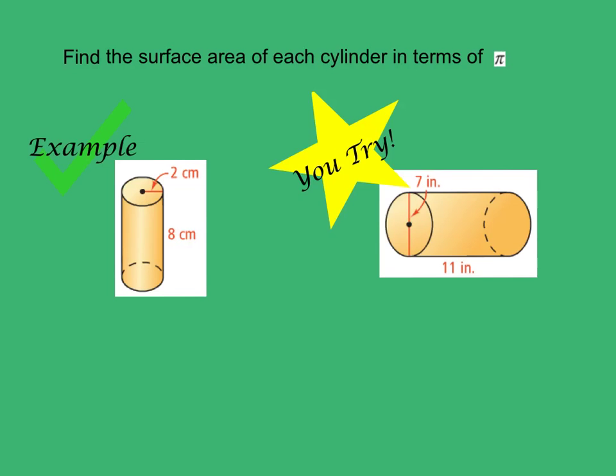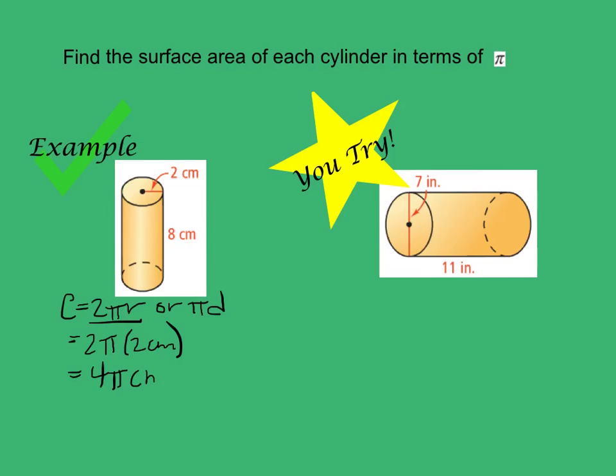Okay, so I'm going to go ahead and do this first example here. Now, we have a cylinder. I need to find my perimeter, which means I need to find my circumference. My circumference is equal to 2 pi r or pi d. Well, they've given me the radius, so I'm going to use 2 pi r. I get 2 pi times 2 centimeters, which is equal to 4 pi centimeters.